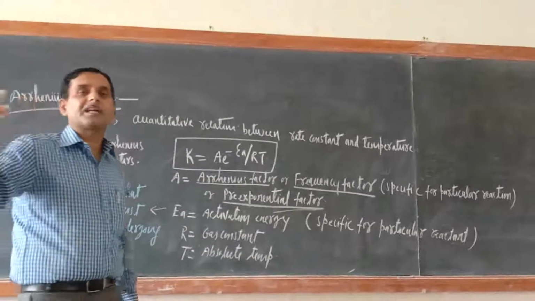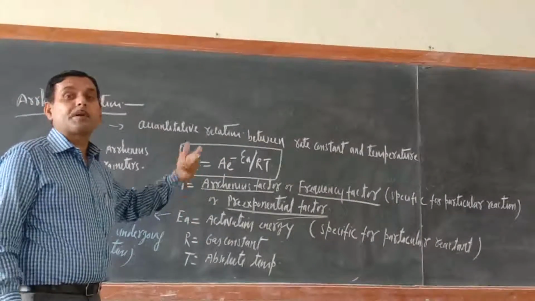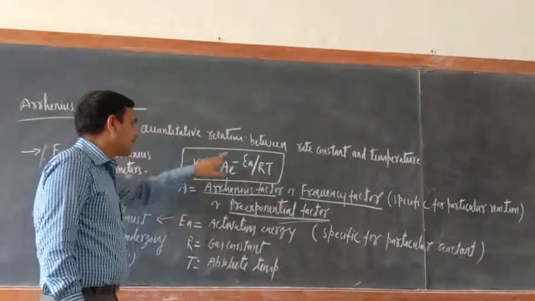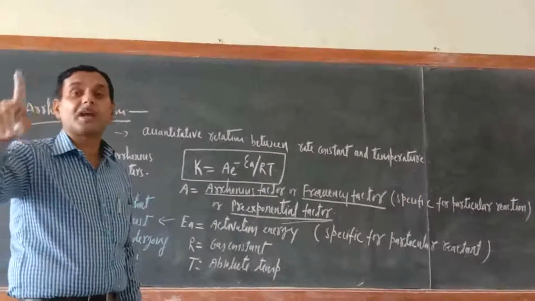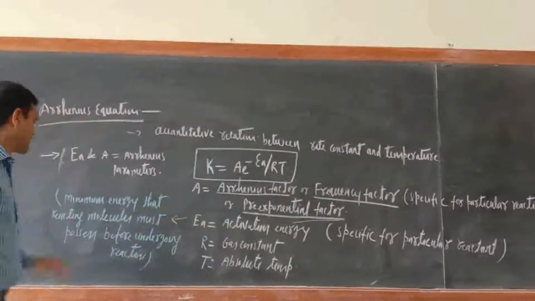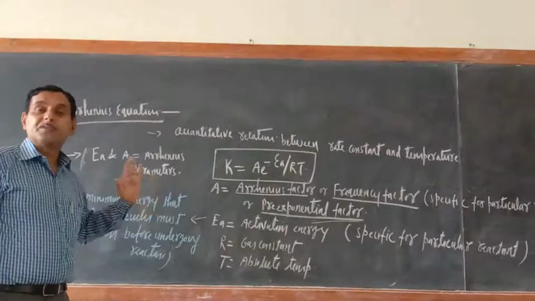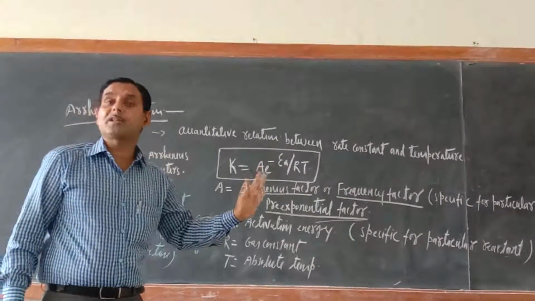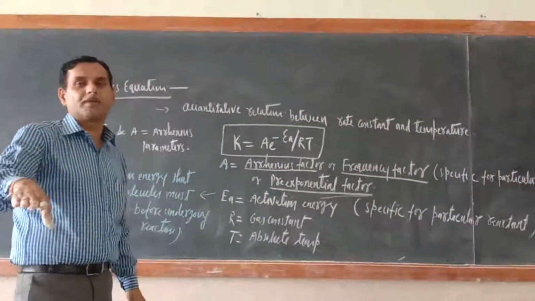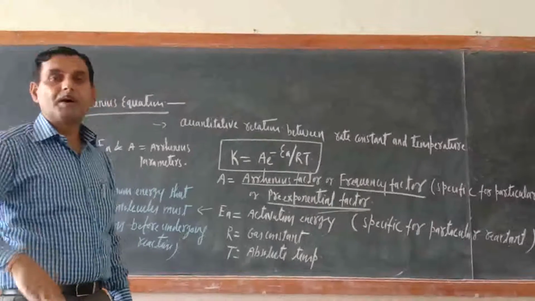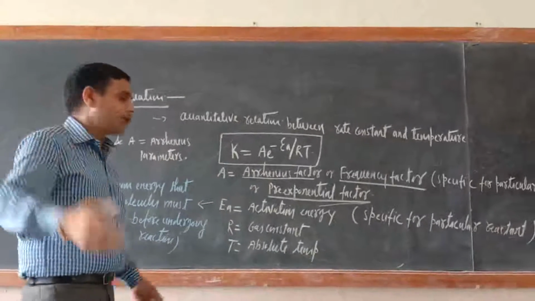Suppose one particular reaction is there. So what would be the quantitative value of A that is specific for a particular reaction? Next one is Ea. Ea is the activation energy and it is also specific for a particular reaction. So actually what is activation energy? Activation energy is nothing but the minimum amount of energy which must be possessed by the reacting molecules before undergoing the reaction. It is the minimum amount of energy which reacting molecules must possess before undergoing the chemical reaction.